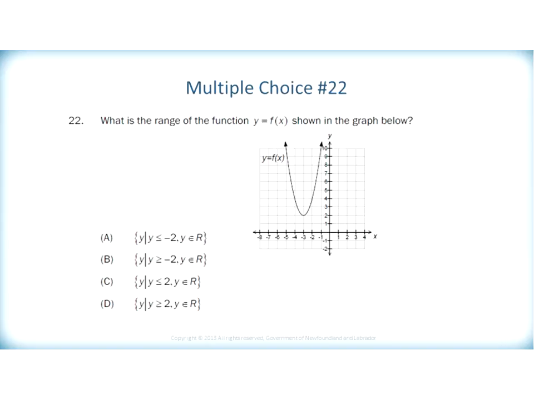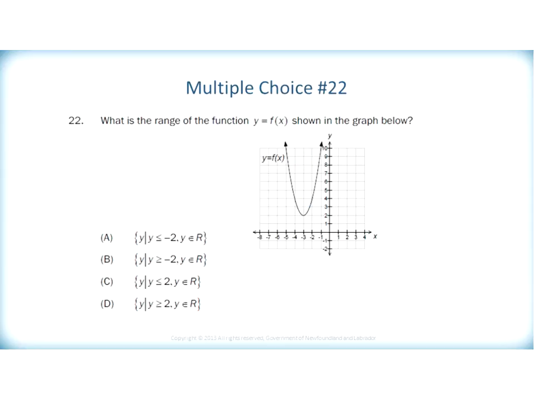So the first question, multiple choice number 22, is: what is the range of the function y equals f of x shown in the graph below? So here they have f of x graphed. It's a quadratic function of degree 2. That is a polynomial degree 2. You're looking at the range, so you're looking at what y values it will have. In this case, 2 is the y value, and anything greater than 2.